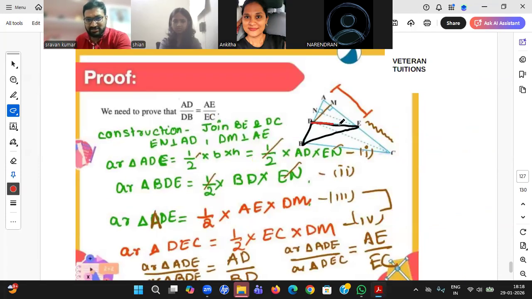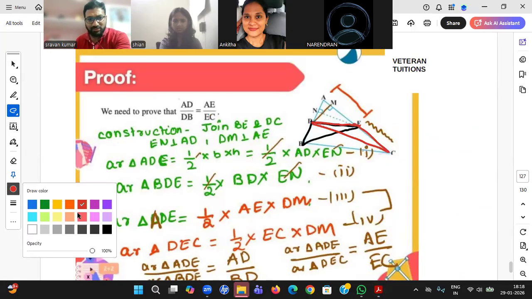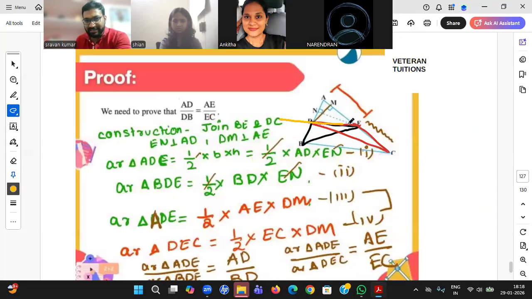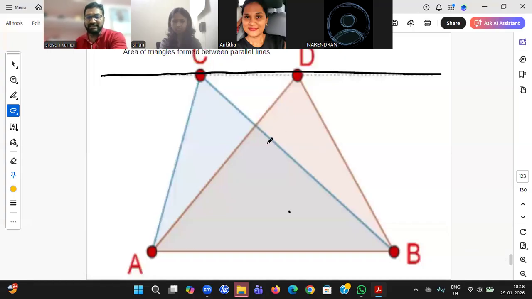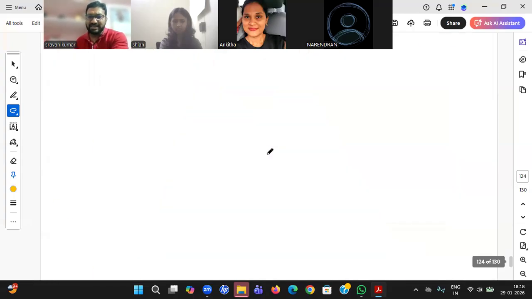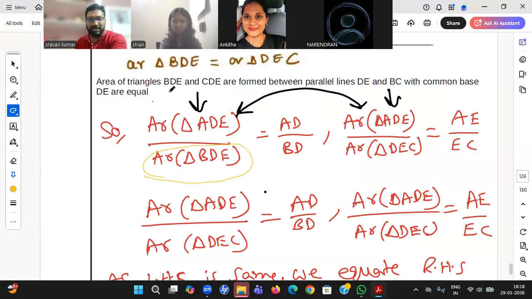DC is this. So again, I'm able to see they're just between the parallel lines. Why? Because it is said DE and BC are parallel lines, and we have just seen that areas formed between parallel lines sharing common bases are equal. So you can use that comment like this. You should write this comment: area of triangles BDE and CDE are formed between parallel lines DE and BC with common bases, so they are equal.